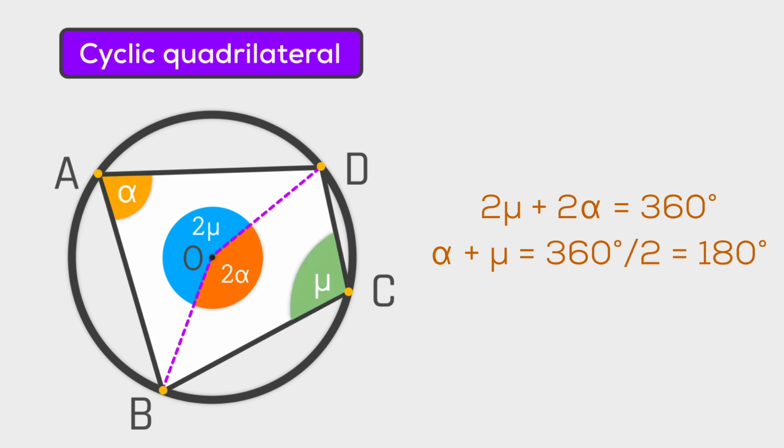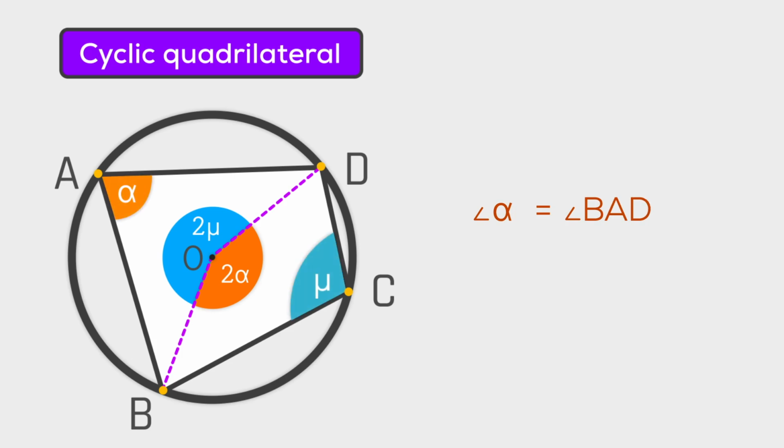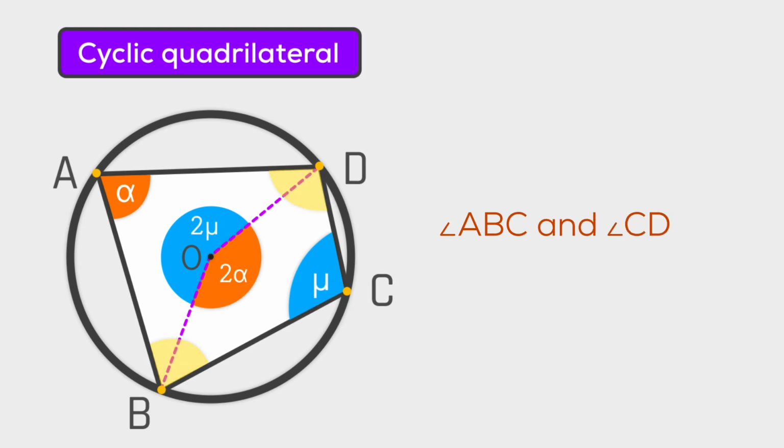As you can see, alpha, which is angle BAD, and mu, which is angle BCD, are actually the opposite angles of the cyclic quadrilateral ABCD. Please note that the same applies for the other pair of opposite angles also, that are angle ABC and angle CDA. Hence, it is proved that the sum of either pair of opposite angles of a cyclic quadrilateral is always 180 degrees. Let us prove this practically.